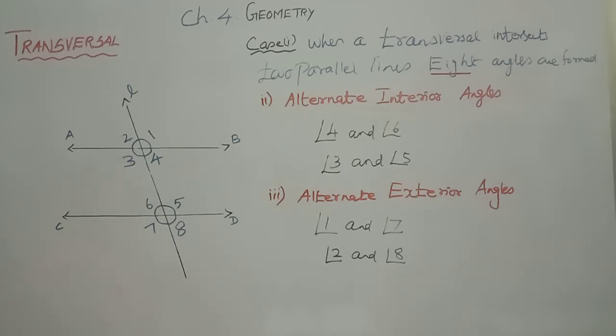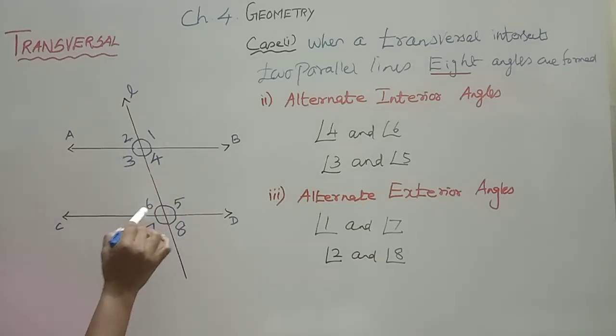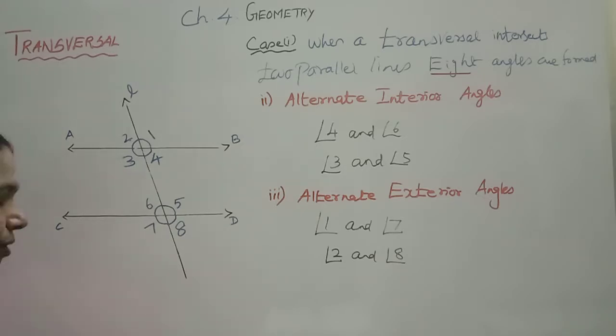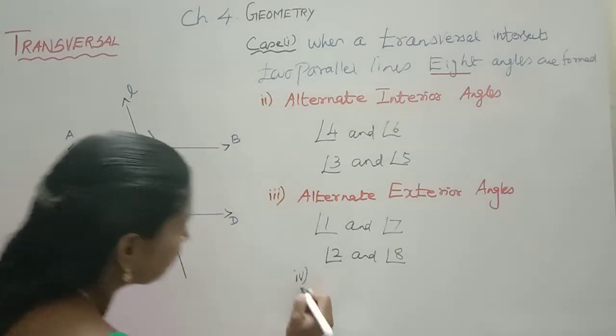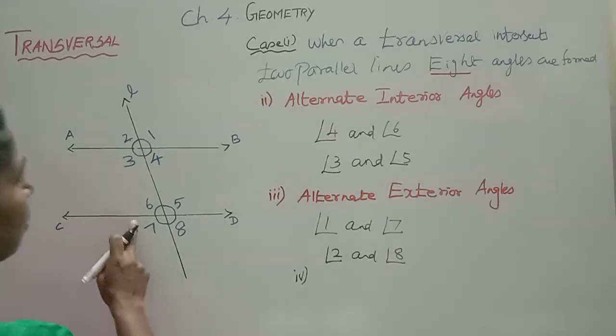Next we are going to see which angles are lying on the same side of the transversal. Here we can say angle 4 and angle 5, and angle 3 and angle 6 are the interior angles on the same side of the transversal. You see, angle 4 and angle 5 are lying on one side. Angle 3 and angle 6 are lying on another side of the transversal. Just don't give the names here.